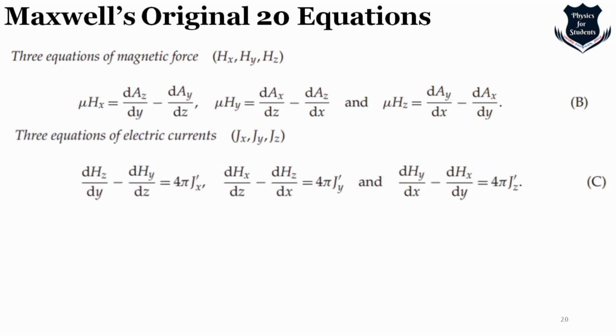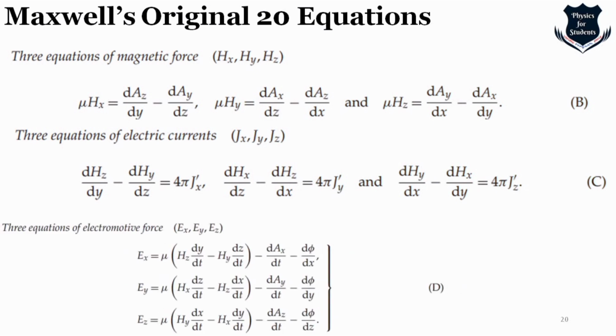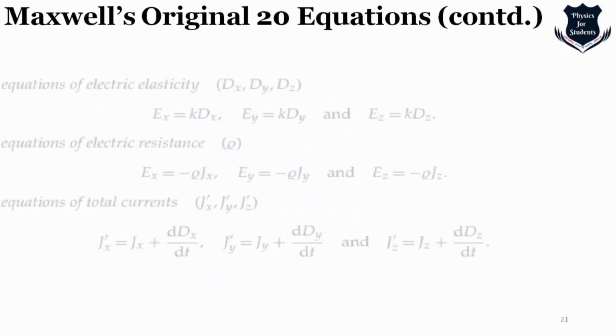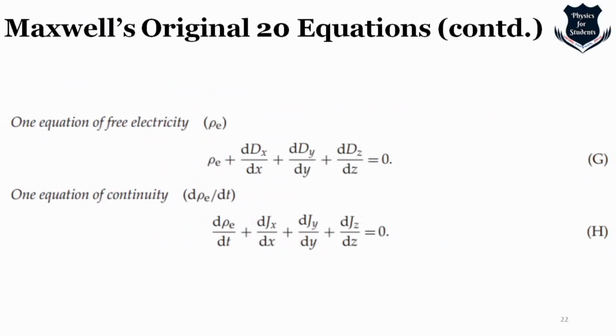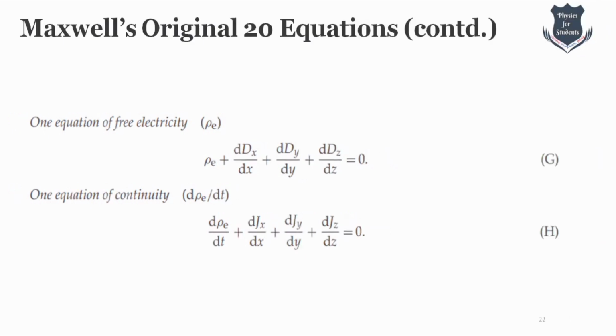The 3 equations of electric currents, this is more or less a kind of current density, you can tell. And these are the 3 equations of electromotive force. Okay, we go further, right? And what we find is 3 equations of electric elasticity, equations of electric resistance, 3 equations of total currents. And then we further find 1 equation of free electricity and 1 equation of continuity. So total, I would say it makes up 20.